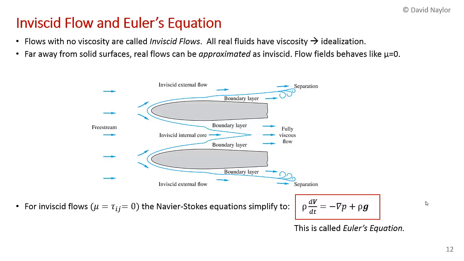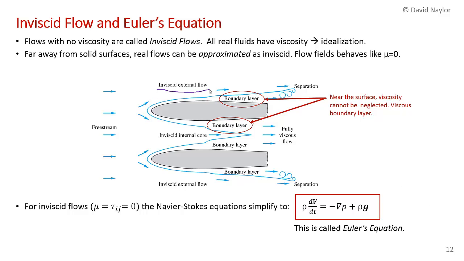Now, near the surface, what happens, of course, is we have the no-slip condition. And very close to the surface, the action of viscosity slows the fluid down, and viscous effects cannot be neglected in this region. So you end up with a viscous boundary layer near the surface of fluid that is slowed down, and in that area you cannot approximate the flow as being inviscid. But well away from the surface here, we have an external inviscid flow, and between the two airfoils here, we have an inviscid internal core. So the flow in this region would behave very much like the flow had no viscosity.